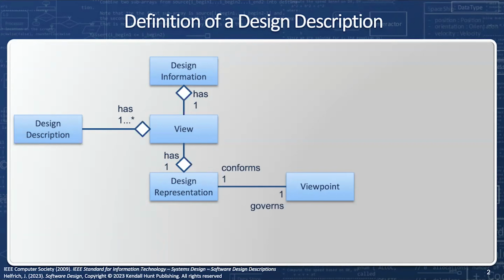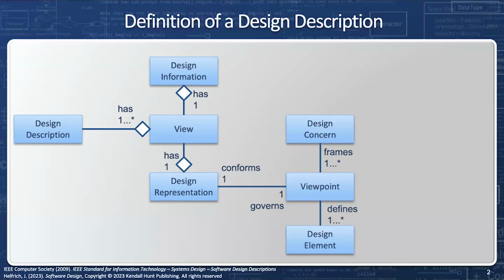Now, each design representation conforms to a viewpoint, and a viewpoint governs a design representation. In other words, not just anything counts as a class diagram, it has to conform to the rules specified by the UML organization. Now, a viewpoint frames many different design concerns. For an example, a class diagram would frame how to represent data in the system, whereas a flowchart represents how the algorithm is going to function, or a data flow diagram will frame the design concern of how data flows through the system.